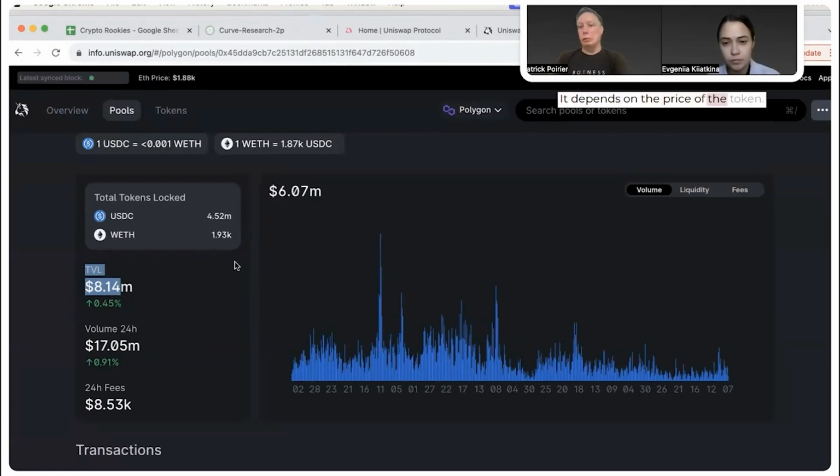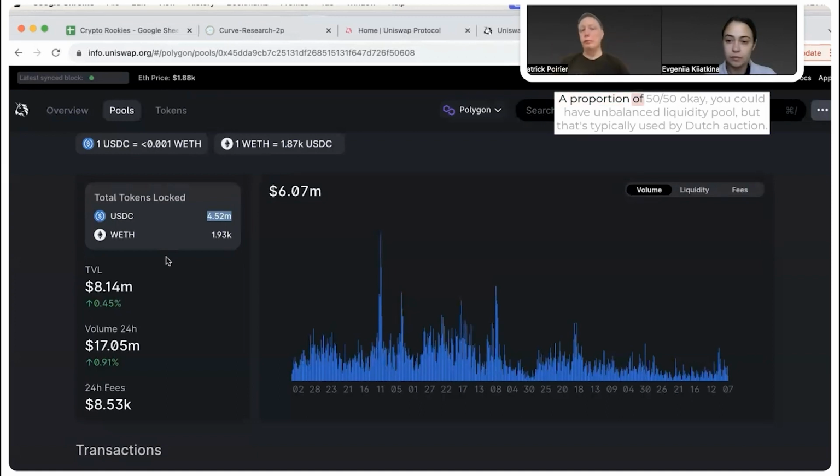It depends on the price of the token. What's important is 50% of the TVL, like 4.7 million of USDC, and the same of Ethereum. So the proportional percentage has to be around 50%. I think it has to be an equal amount in the price of the token when you consider the amount of value of the TVL. And then it's not the case? No, it cannot be otherwise. Uniswap, the way it works, is always a proportion of 50-50.